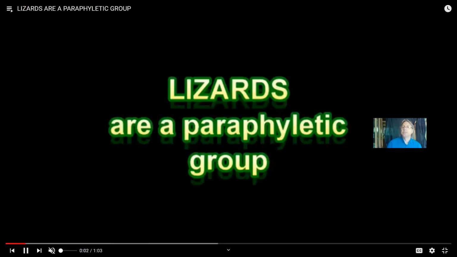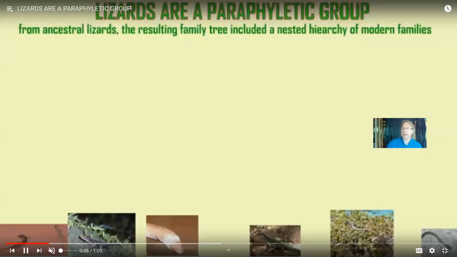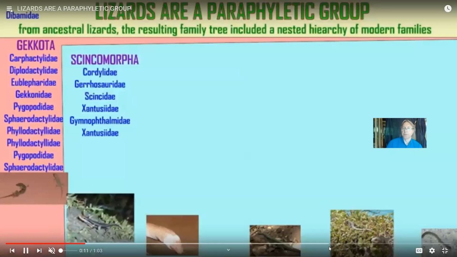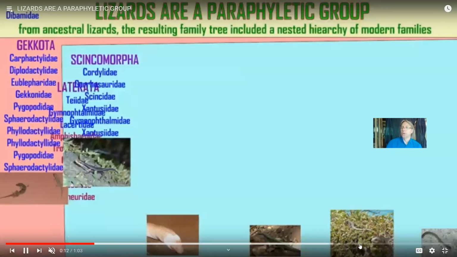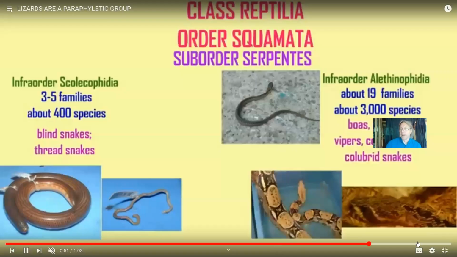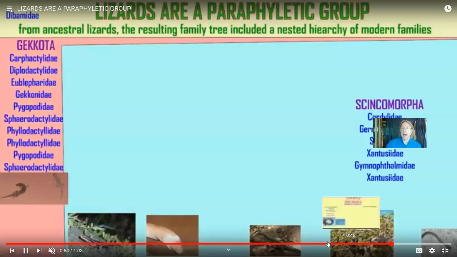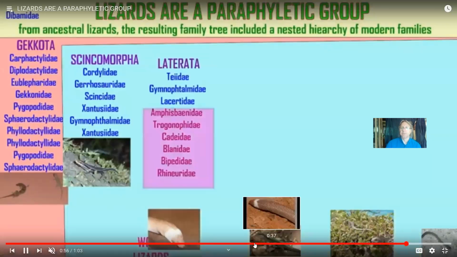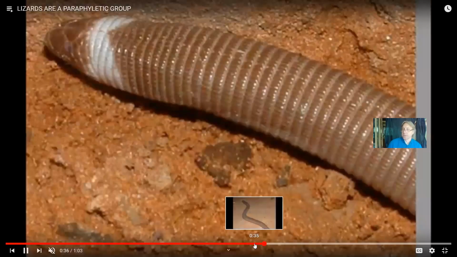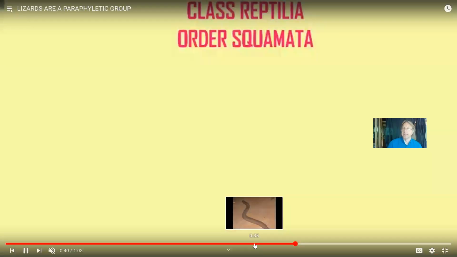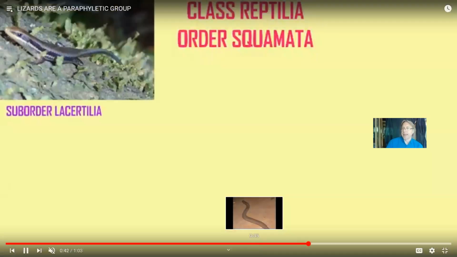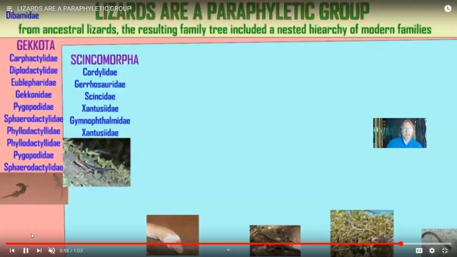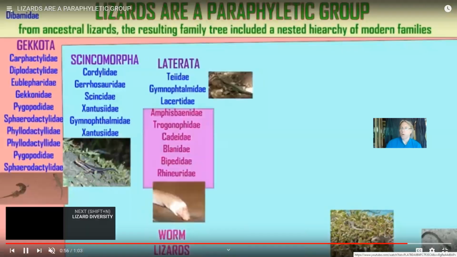So therefore, lizards are what we call a paraphyletic group. The word lizard includes some of the descendants of the first lizards, but not all, because some of the descendants of the first lizards are called worm lizards. These are legless forms today. So here you can see some photos of worm lizards. They are descended from lizards and they are members of the order Squamata, but they lack legs and are classified as their own suborder, just as snakes are classified in their own suborder.